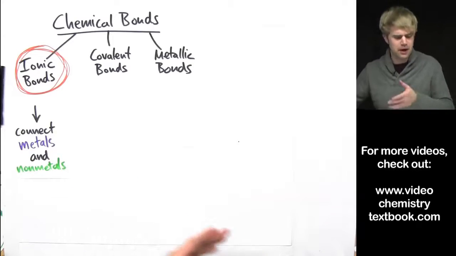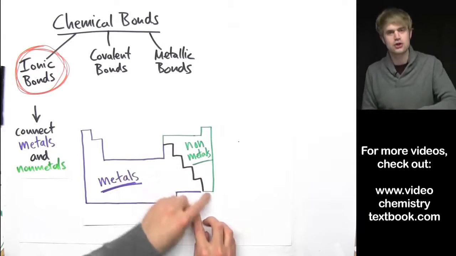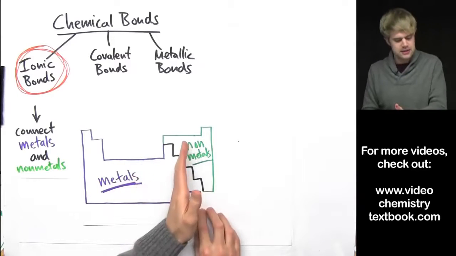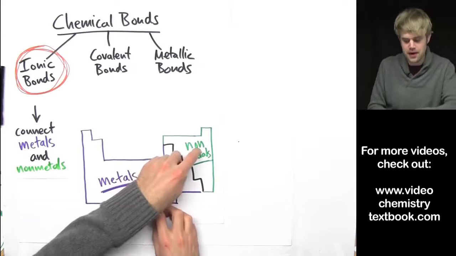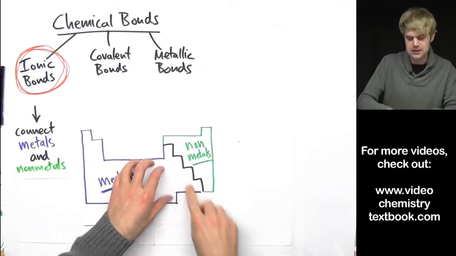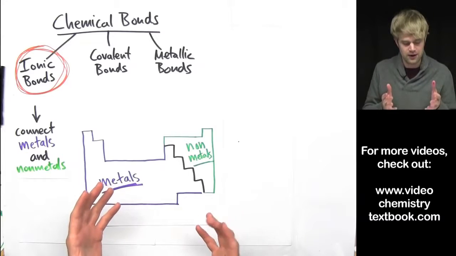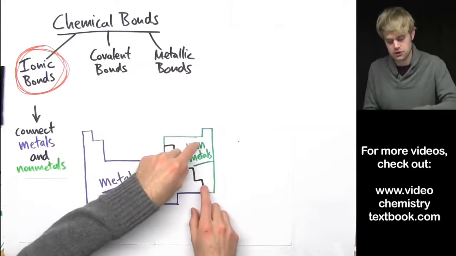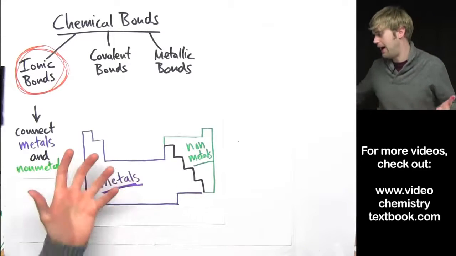If you look at a periodic table, there's this big, thick staircase over on this side. And this staircase separates the metals, which are all the elements on this side, from the non-metals, which are most of the elements on this side. So whenever we have a chemical that has a metal connected to a non-metal, that's held together by ionic bonds.